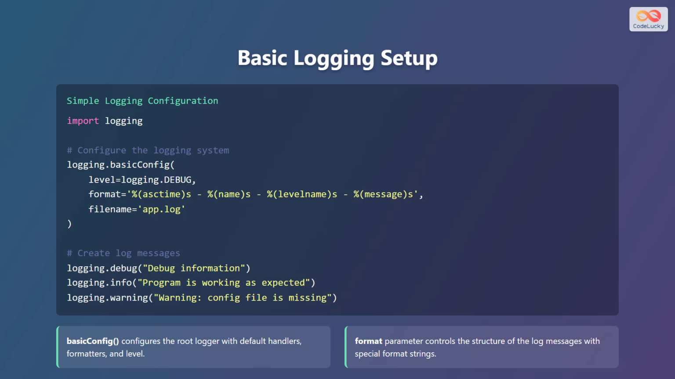Once configured, you can create log messages using logging.debug for detailed information, logging.info for general information, and logging.warning for potential issues. The basicConfig function configures the root logger with default handlers, formatters, and level. The format parameter controls the structure of the log messages with special format strings.